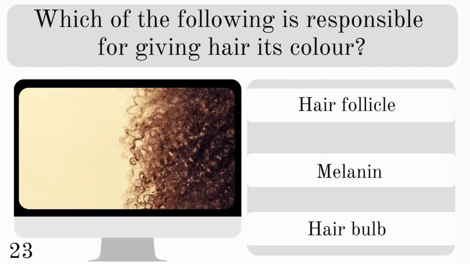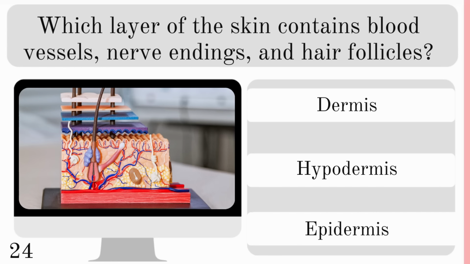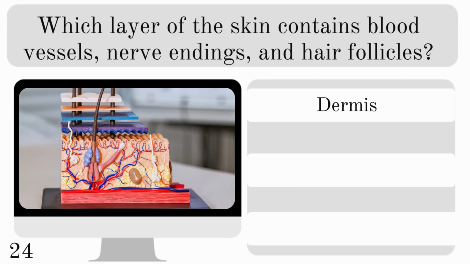Which of the following is responsible for giving hair its colour? The hair follicle, melanin, or hair bulb? And the correct answer is melanin. Which layer of skin contains blood vessels, nerve endings, and hair follicles? The dermis, hypodermis, or epidermis? And those are in the dermis.